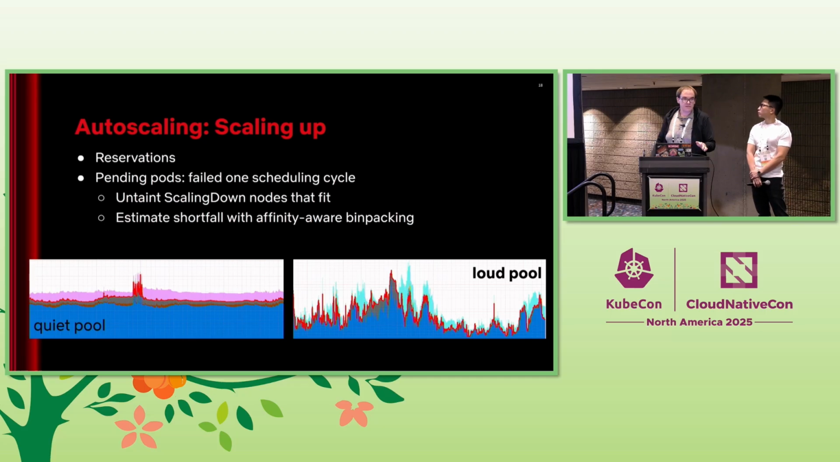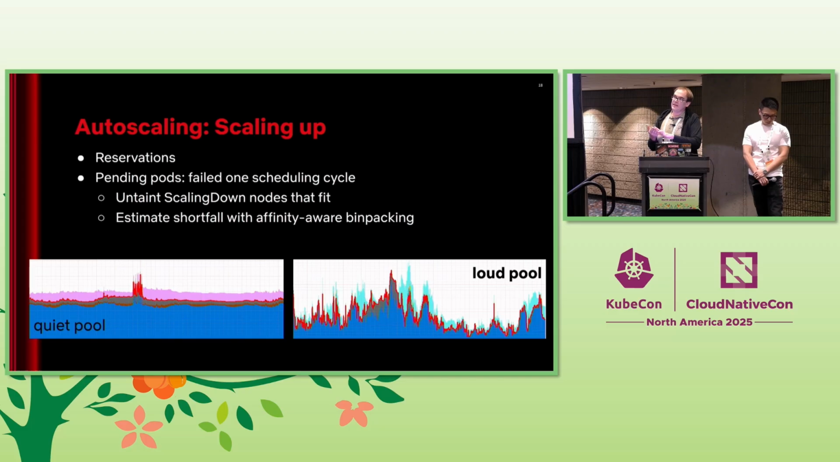Okay, scaling up is a bit simpler. We just have this one slide for that. So there's two sources of scaling up. One is the reservations that I talked about earlier. There's two sources of scale up from there. One is a config change where the reservation has been grown either by us manually changing it or through an automated process auto-adjusting the reservation itself.